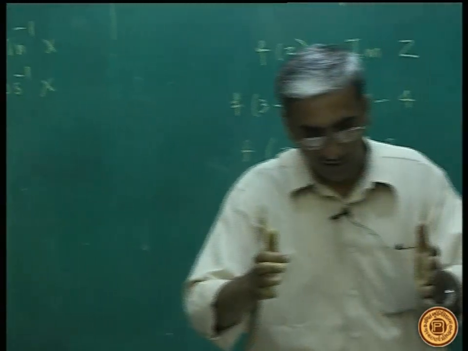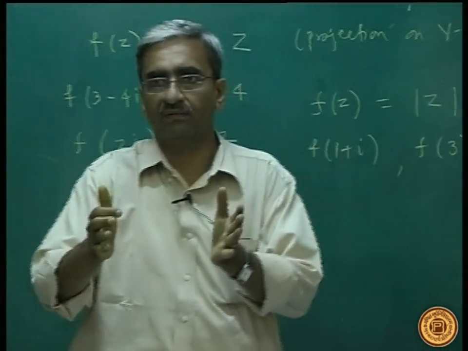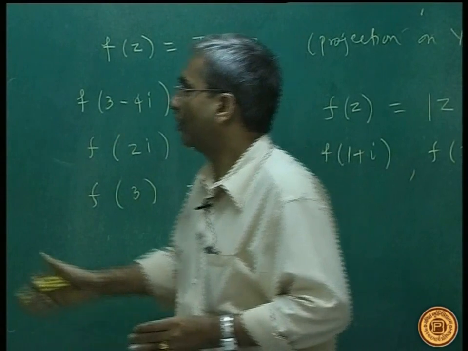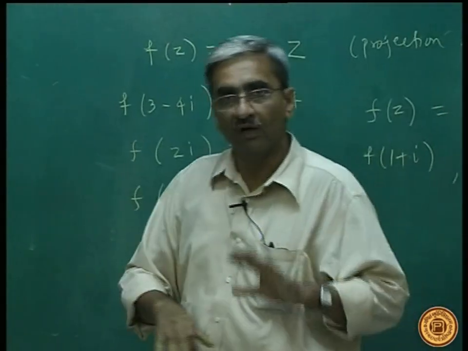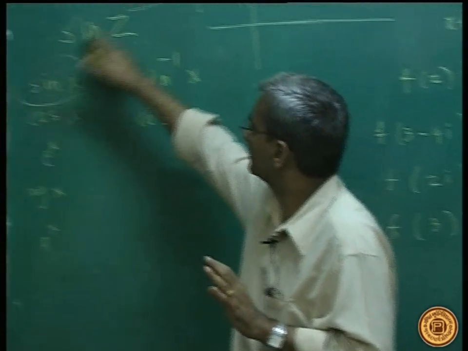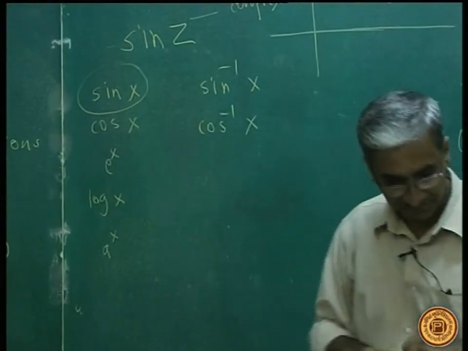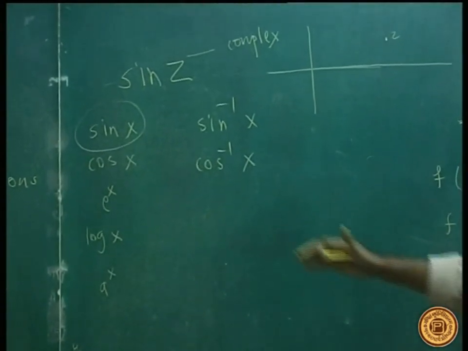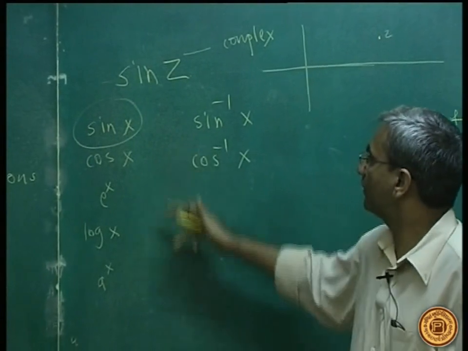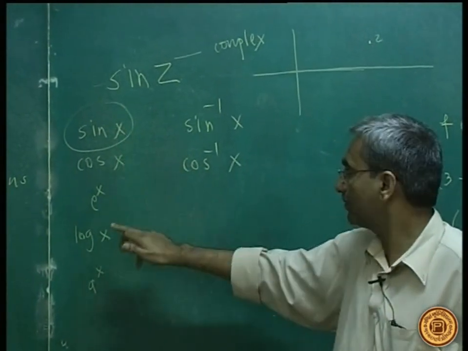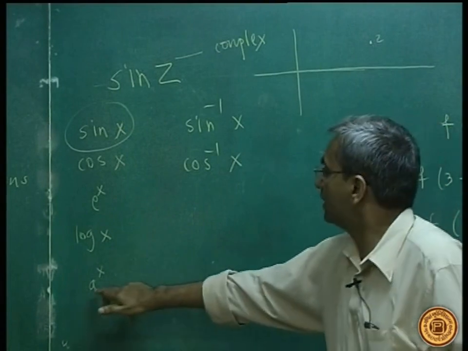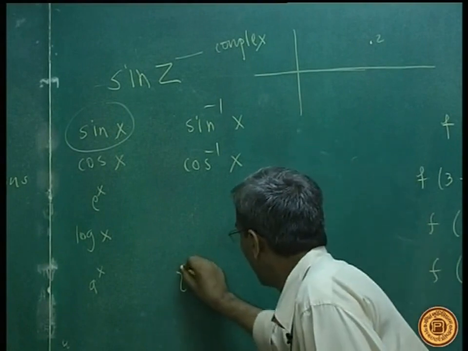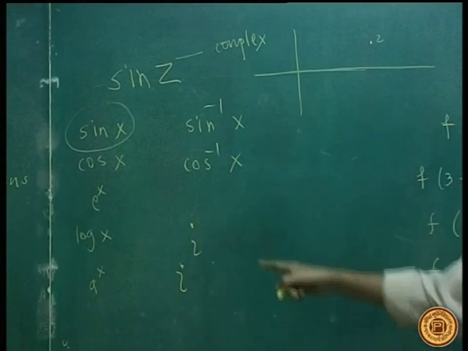So a major chapter in this syllabus is devoted to the definition of these functions for complex variables. That is, the variable is complex. This will come later, and we will define all these functions for a complex variable. That is, we will define sin z, cos z, exponential of z, log z, z to the power w for any two complex numbers. So something like i to the power i we want to define.